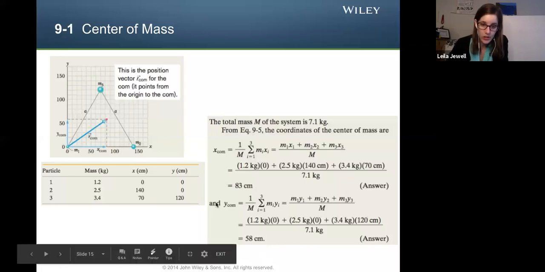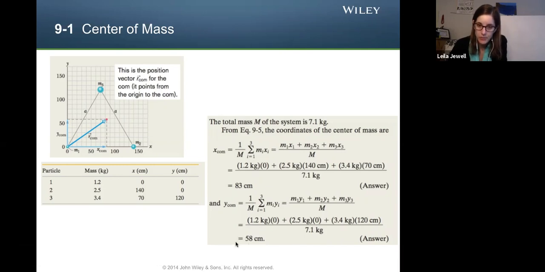For the y direction, it'll be much the same. Except in the y direction, both mass 1 and mass 2 are at y equals 0. So they don't go into the calculation for the center of mass of y. It's just going to be the y position of y3, which you can use some geometry or trig to calculate to 120 centimeters times the value of mass 3, 3.4 kilograms, divided by that same total mass to get the y center of mass of 58 centimeters.